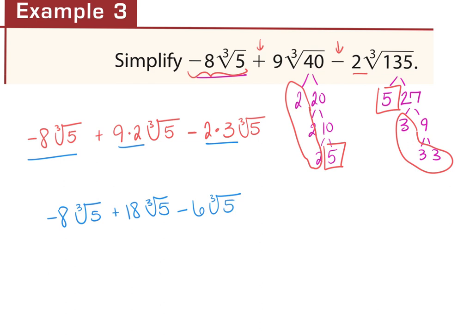These are all like, so now I can just add these. Negative 8 plus 18 is 10, minus 6 is 4. So my answer is going to be 4 cubed root of 5. So even with a larger index, you're still going to do the same process. You just have to remember how to simplify those based on your index.